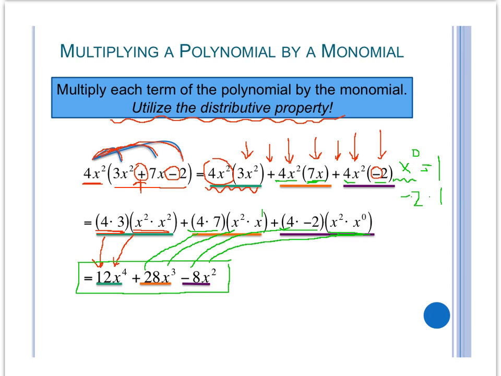And that leaves us with our final answer of 12x to the 4th plus 28x to the 3rd minus 8x squared.